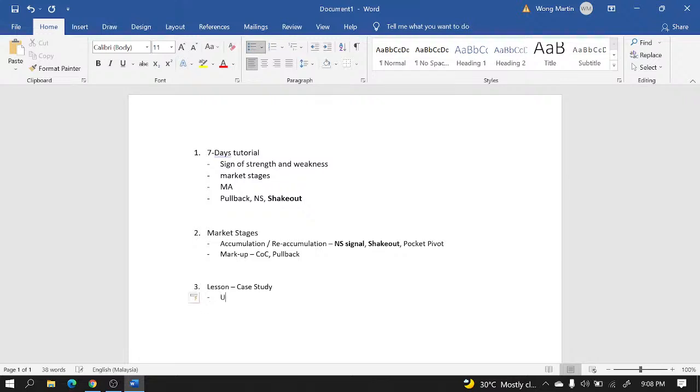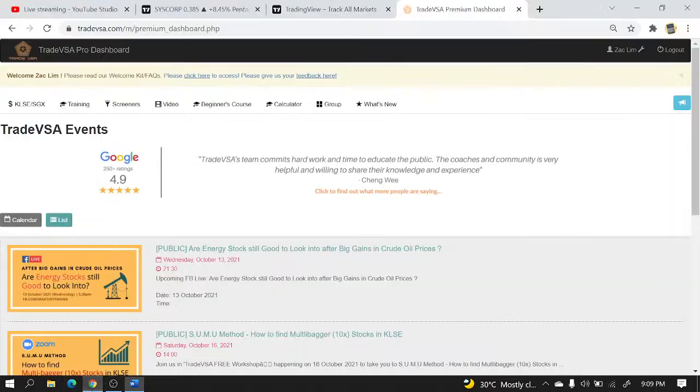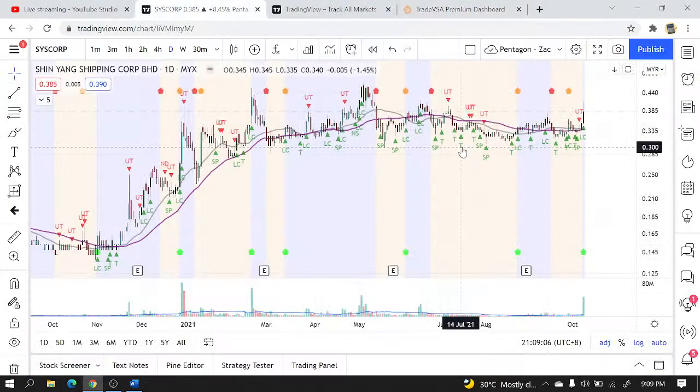Okay, how to apply UT signal. Now UT signal is a dangerous signal, especially when it happens at a certain resistance area with high volumes. But there are a few types of UT that I recently encountered that you can probably look into.